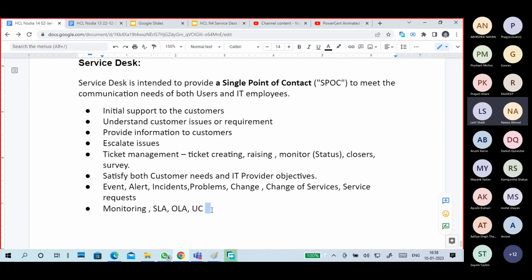Monitoring of infrastructure is one more thing. Monitoring of infrastructure is one of the service desk duties, and maintaining SLAs. What are SLAs? The service provider has agreed to provide a service to the customers. Make sure the customer gets a service as per the SLA. As per your agreement, the customer should get the service. So managing SLAs is also a responsibility of your service desk.